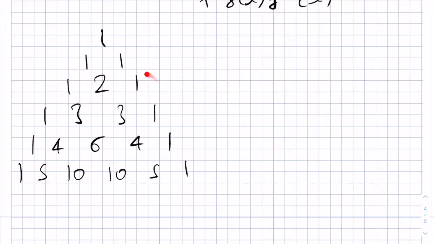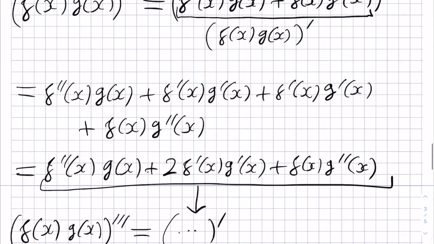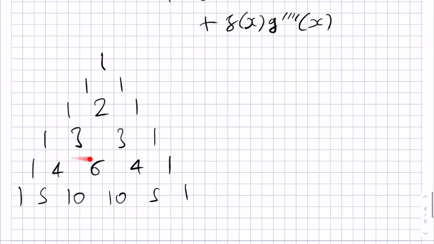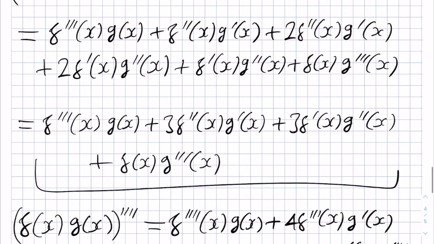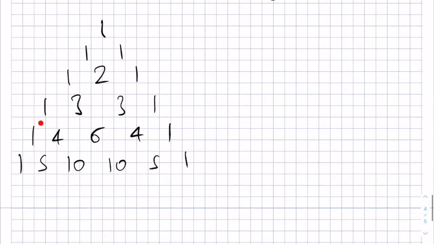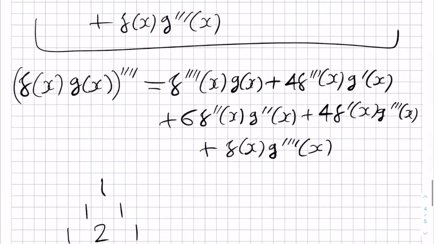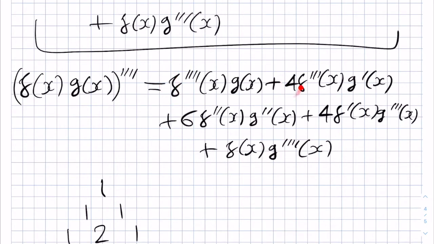This row here, 1, 2, 1, corresponds to the second derivative. This next row, 1, 3, 3, 1, corresponds to the third derivative. And then next we have 1, 4, 6, 4, 1, and that corresponds to the 4th derivative. And so we can state the Leibniz rule based on our pattern that we've observed, but we will need to prove it afterwards. So let's write down our conjecture.